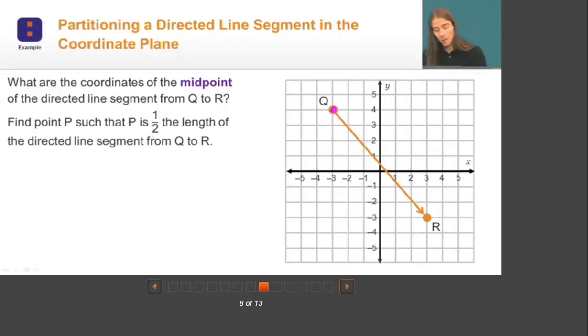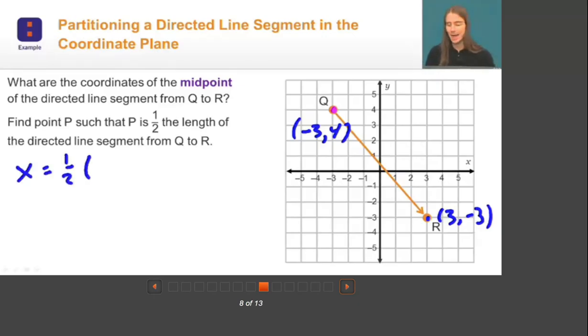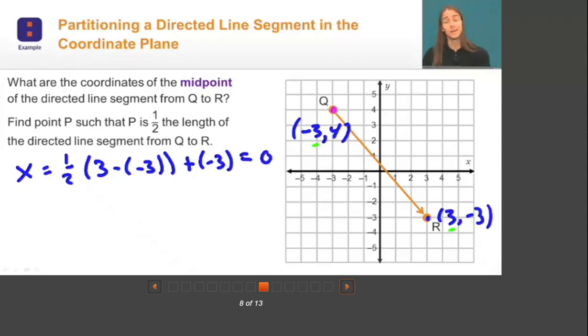x1 and y1, well, those are up there at Q, the start of my directed line segment, and I see that that point has coordinates negative 3, 4. x2, y2 are the coordinates of point R, and I can see that those are at 3, negative 3. So based on the formula that we're using, x is given by 1/2 times x2 minus x1. So that'll be 3 minus negative 3 plus negative 3. And when I simplify all that down, I get 0.